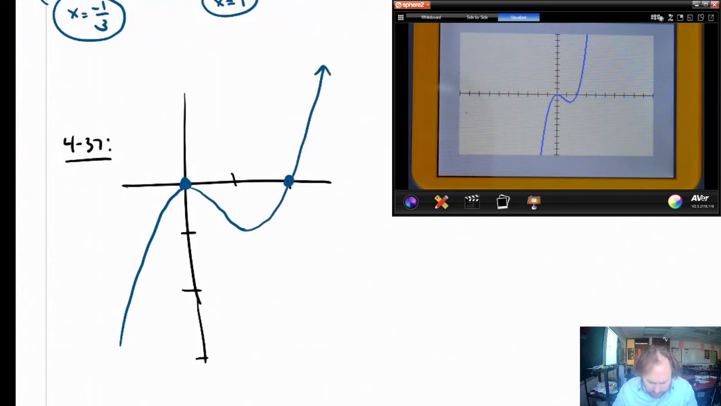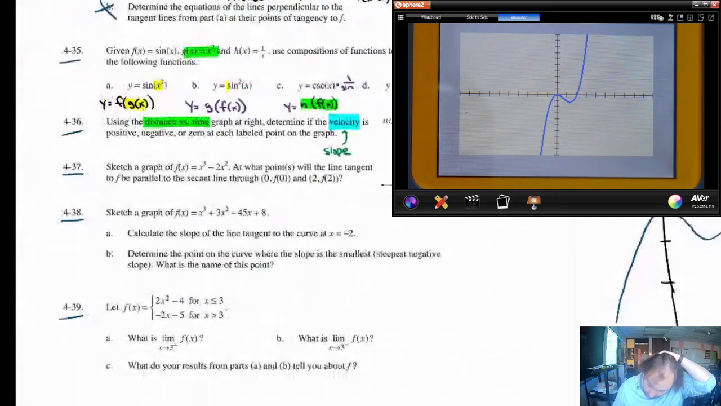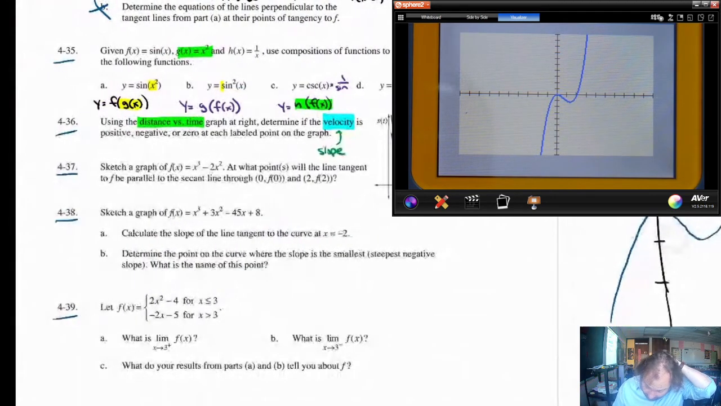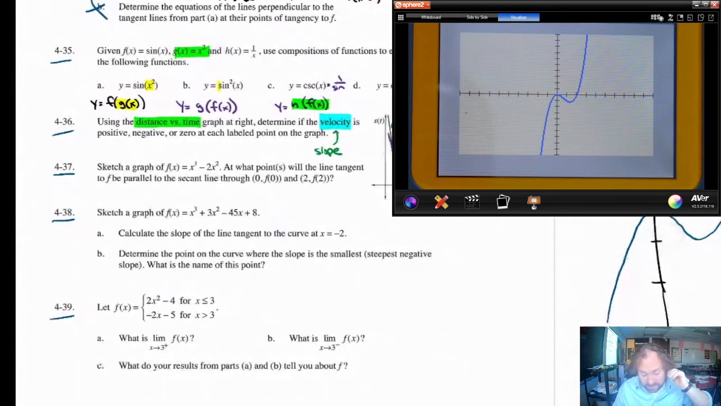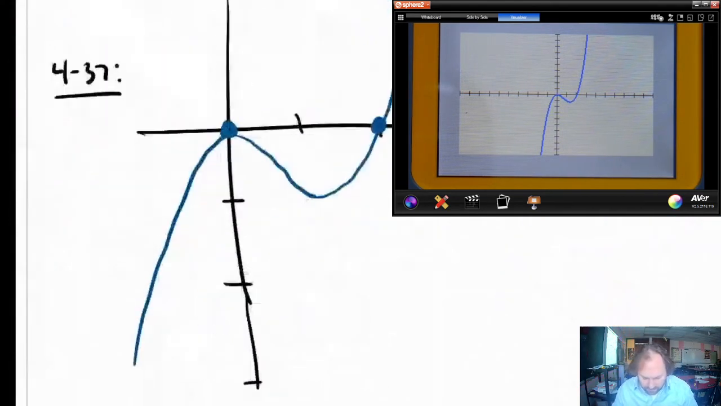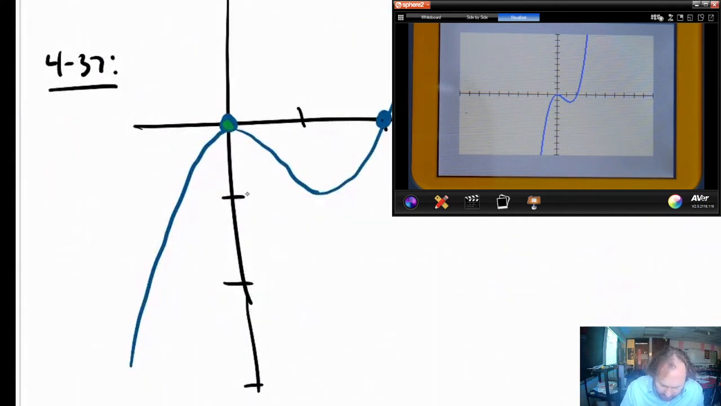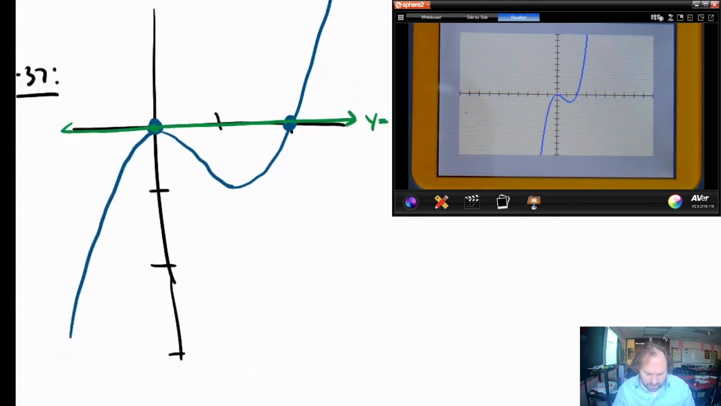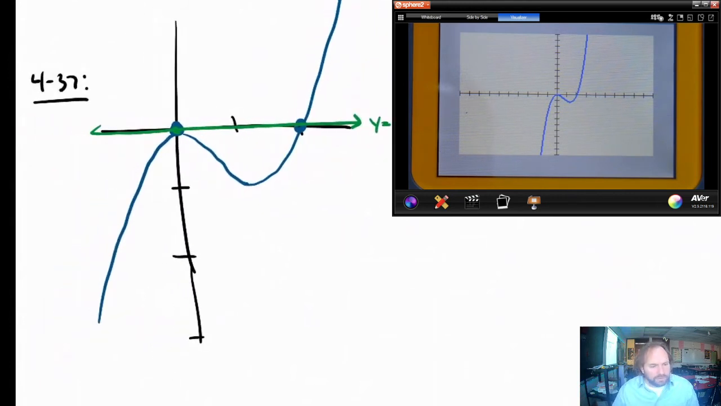This problem is looking for what point. At what point will the line tangent to f be parallel to the secant line? Well, here's the thing. That secant line is just the line y equals 0, because if you connect those two points, it's just a horizontal line. So we're looking for points where the tangent line is also horizontal. One of them is right there at x equals 0. The other one is down here. I'm not really sure what that value is. My calculator can estimate it.